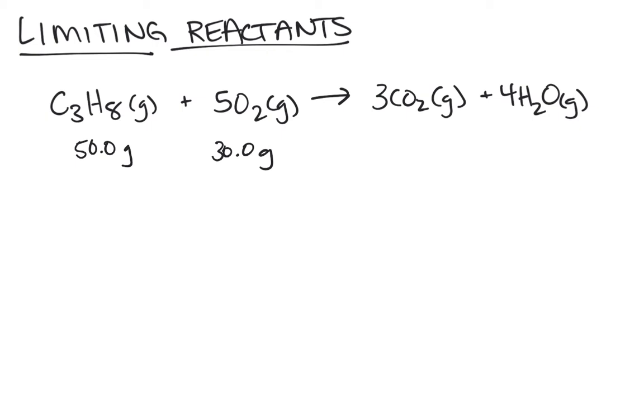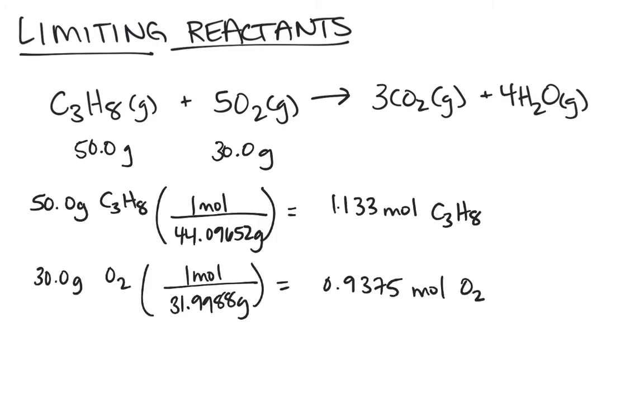To do that, we have to find the number of moles of each one. To find that, we divide each of the given amounts by the molar mass of that substance. So here we have 50 grams of propane divided by 44.09652 grams, and we get 1.133 mole. And for oxygen, we have 30 grams divided by 31.9988 grams. That will give us 0.937 moles of oxygen.